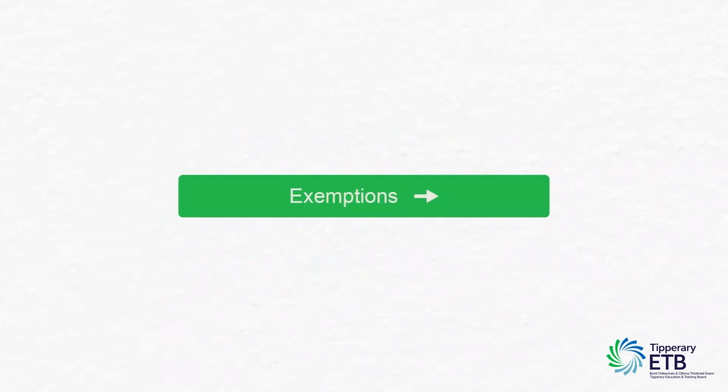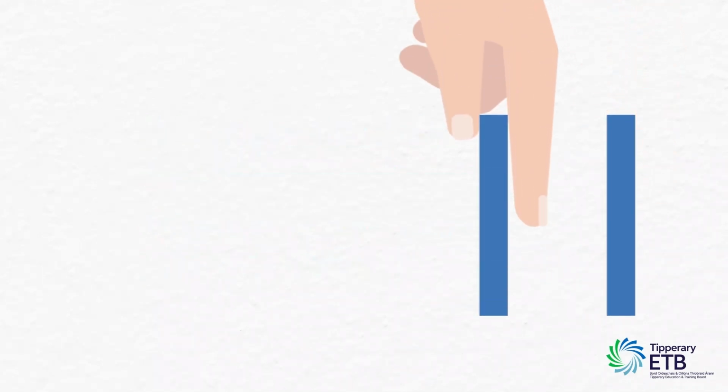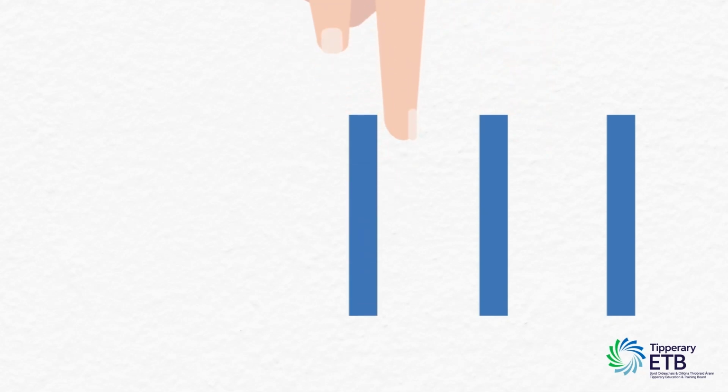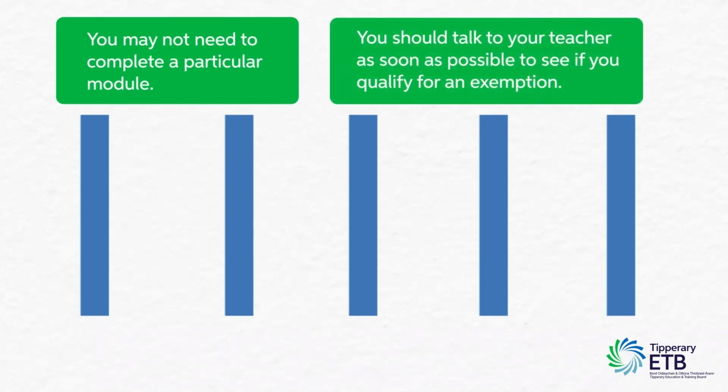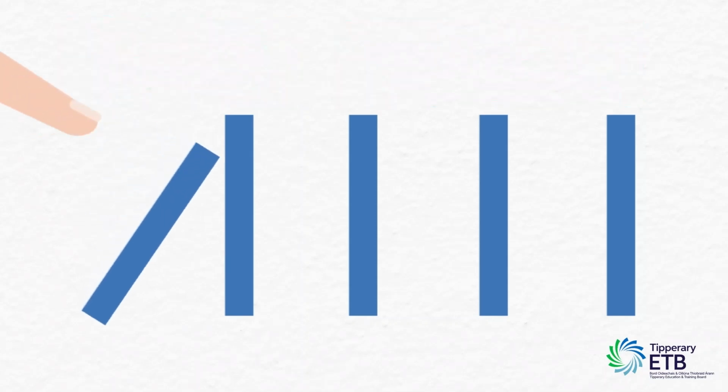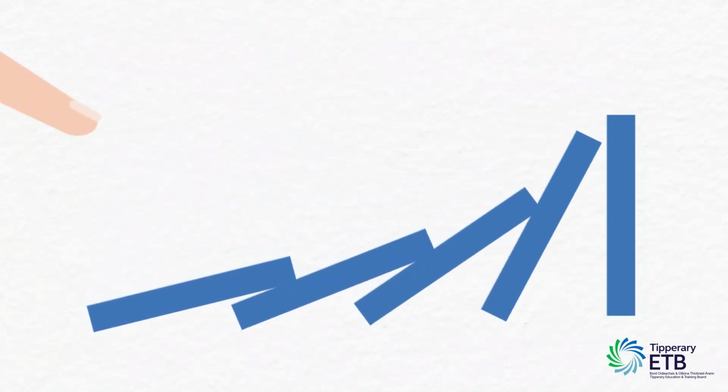Exemptions. If you already have a certificate or qualifications from QQI or another awarding body, you may not need to complete a particular module, and you should talk to your teacher as soon as possible to see if you qualify for an exemption. If you choose to use the exemption for the module, you need to check to see if this affects your final grade.